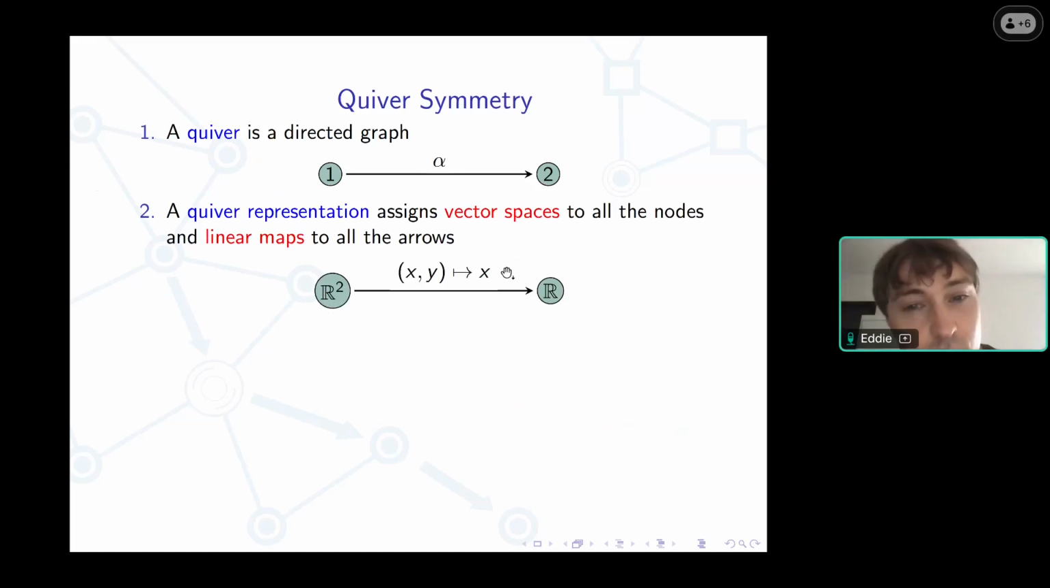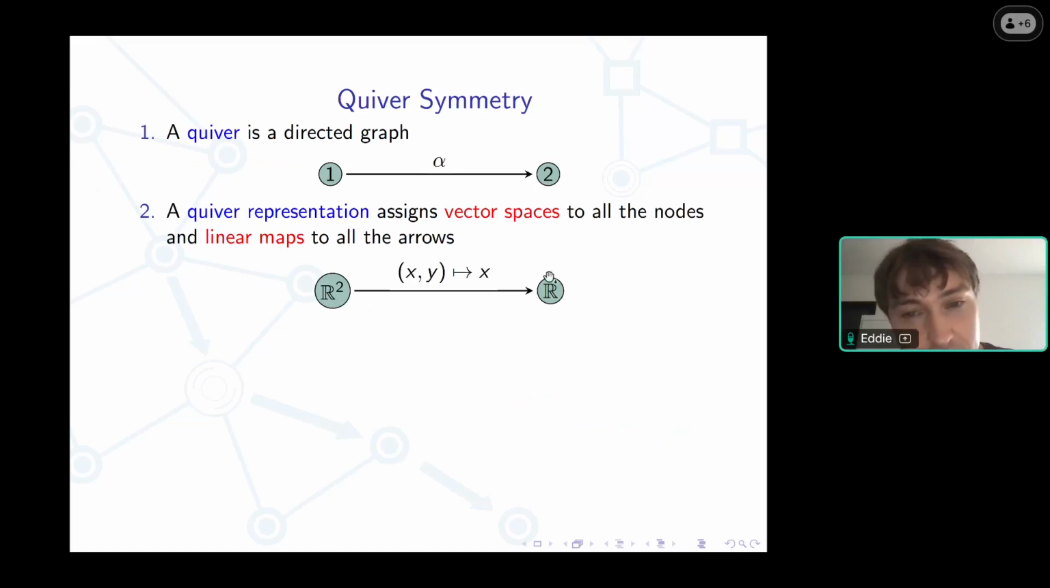So there is only one rule, which is of course that if I have an arrow from a node to a node, then the domain has to be the vector space that you have here, and the codomain has to be the vector space that you put here. But other than that, there are absolutely no rules.